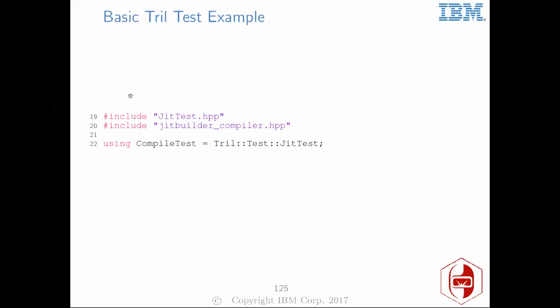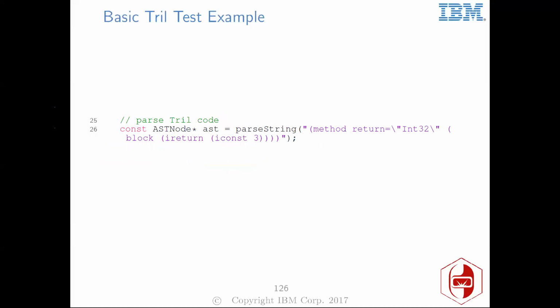Okay, so next we're going to actually define our test using, again, the testf macro, specify the alias for our test fixture we want to use. And in this example, we're just going to try compiling and executing the return 3 example I showed previously. So first, we define in just a plain C string the Tril code we are going to compile. This is, if you look carefully, really the same code I showed in the previous slides, just all on one line instead of being nicely formatted.